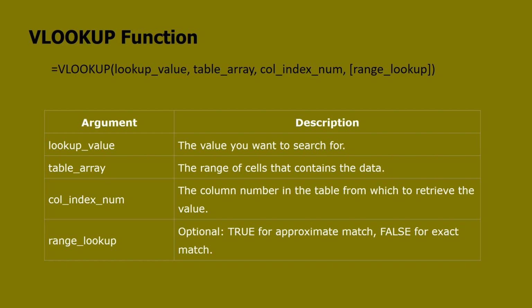Table array means the range of cells that contains the data. Column index means the column number in the table from which to retrieve the value. We use true for range lookup for approximate match and false for exact match.